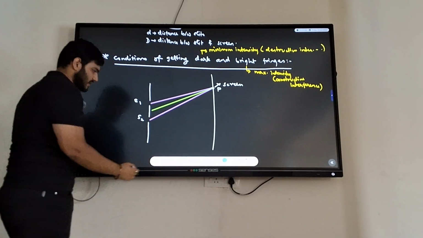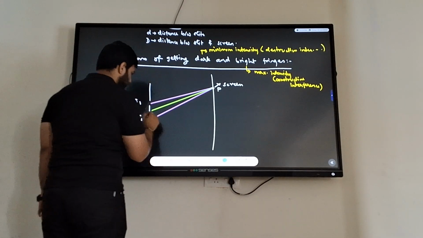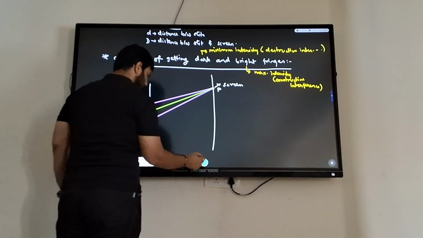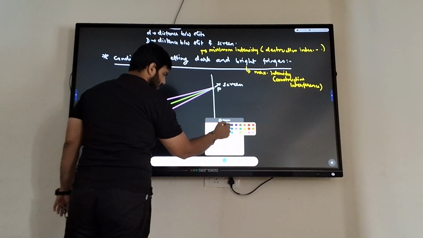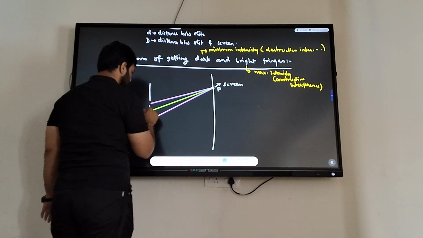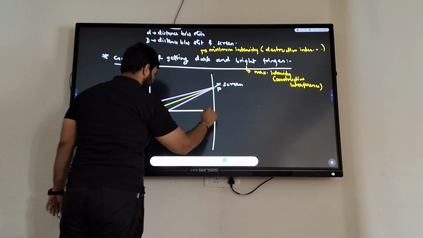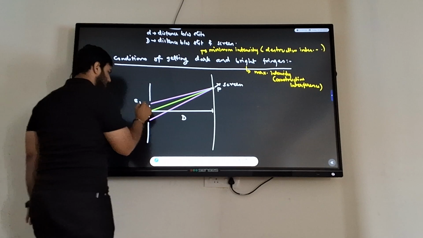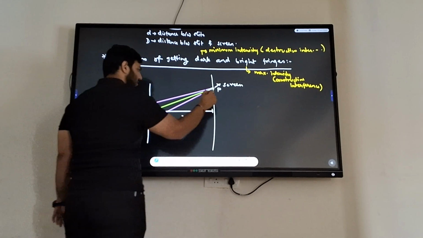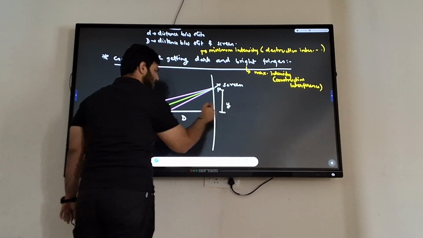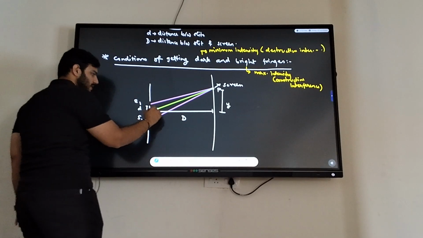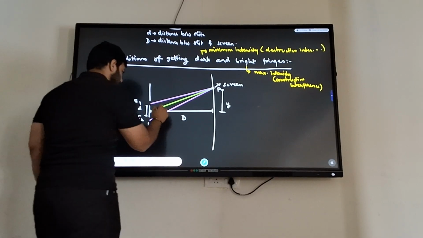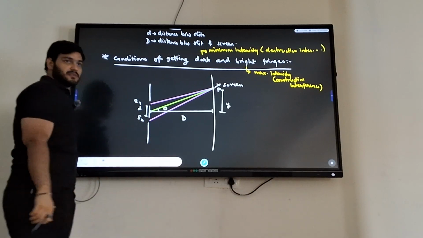Is it okay? And the distance from here to here, so I have to make this white color. Distance from here to here is capital D. This distance is small d. This position is some y position from the center line. You are making some angle theta from here. Is it okay with everyone? Angle theta.